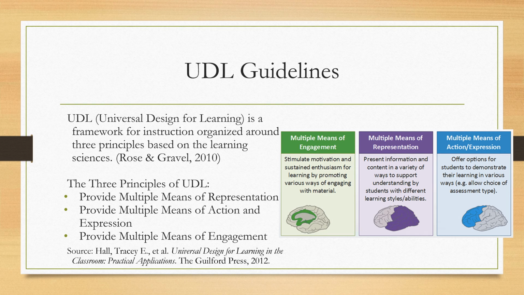UDL Guidelines. So UDL, Universal Design for Learning, is a framework for instruction organized around 3 principles based on the learning sciences. The 3 principles of UDL are: provide multiple means of representation, provide multiple means of action and expression, and provide multiple means of engagement. These 3 principles are things that you should keep in mind when you are creating lessons, when you're doing instruction, and how you lead a class, and ways you can accommodate or modify the classroom and lessons for your students and activities and even schoolwork.